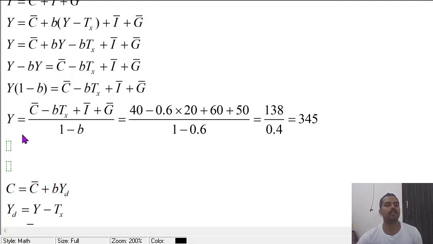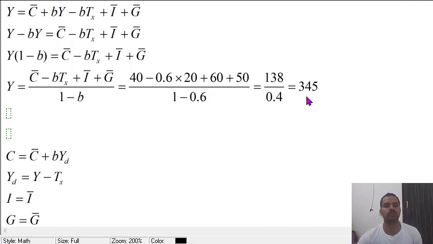But I need to solve this because you may get confused there. Notice that this 345 is actual Y, but the consumption is not a function of this Y. This is the function of disposable income. So in place of disposable income, you have to substitute this value, then you can solve for the equilibrium consumption level. Let us solve it.